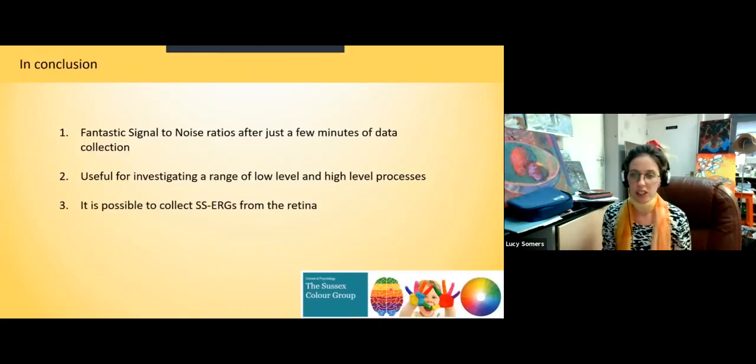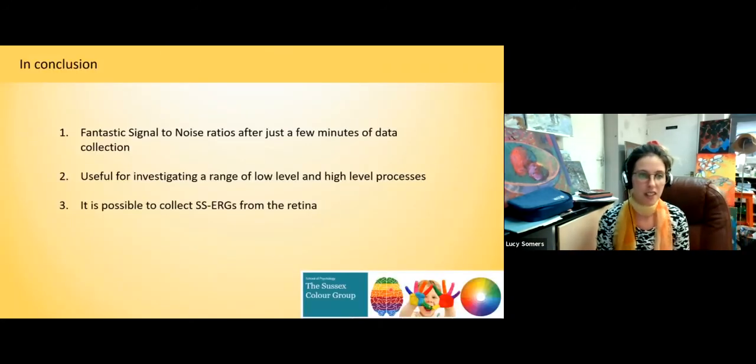And in conclusion, the main takeaways from this are that the SSVEP method can produce incredible signal-to-noise ratios after very short runs of data collection, that it can be used for a number of low and higher level processes, and also that it's possible to collect steady state ERGs from the retina as well as the cortex. And I welcome any questions. Thank you.